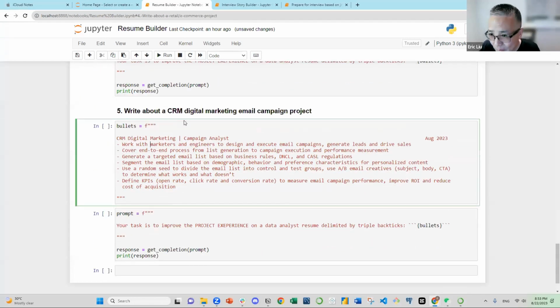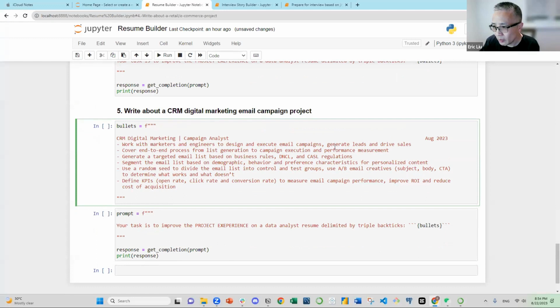Read about a CRM digital marketing email campaign project. So this is a CRM and digital marketing campaign analyst. Work with marketers and engineers to design and execute email campaigns. This is very, very specific. It tells you the relationship, the work and the work relation.